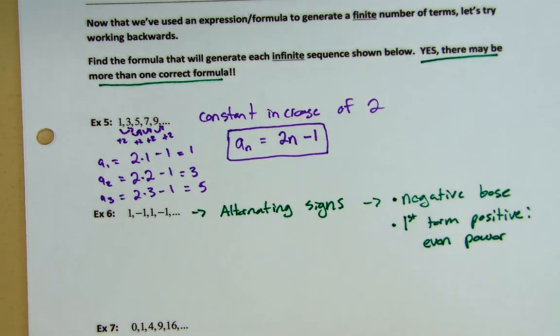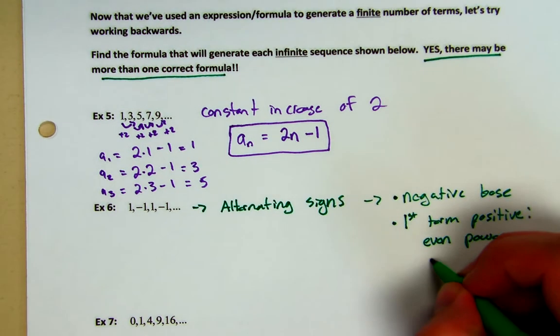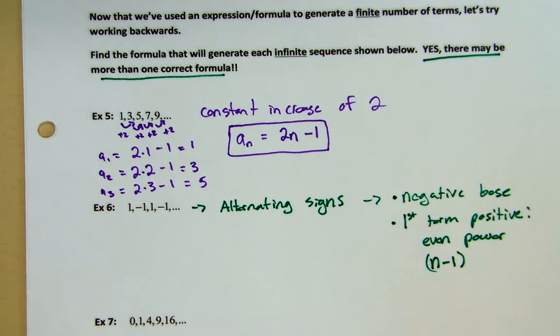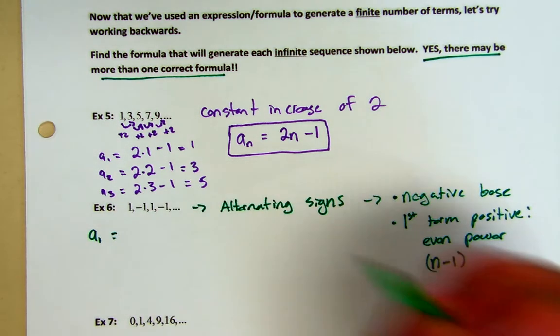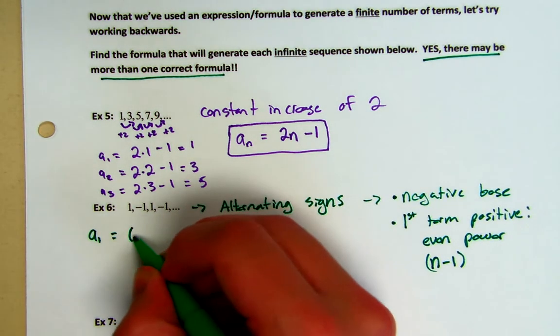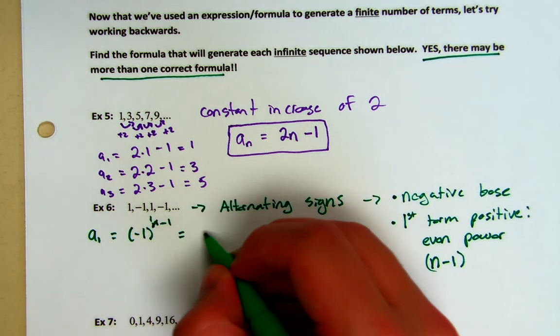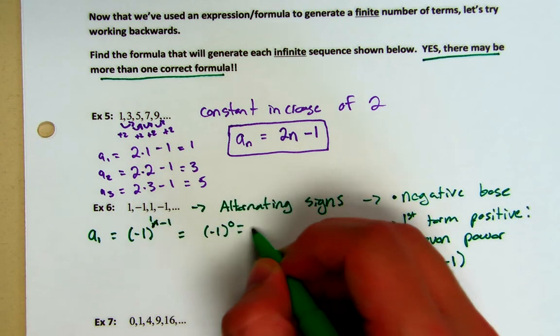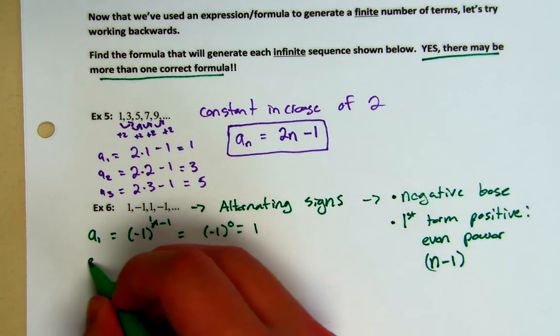So it can't be n equals 1. It needs to be n minus 1. So first term positive, we need to use n minus 1 as our power. So let's start a formula here. a_1 needs to equal 1. Well, I need negative 1. And then I need to try n minus 1. So a_1, well, that's going to be a 1 here, which equals negative 1 to the 0 power, which is positive 1. So that checks out.